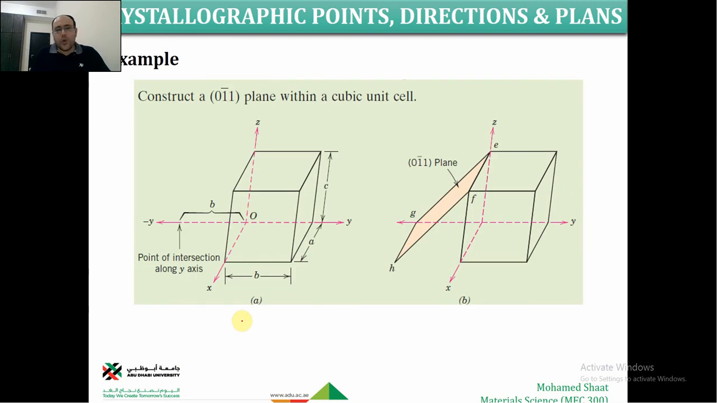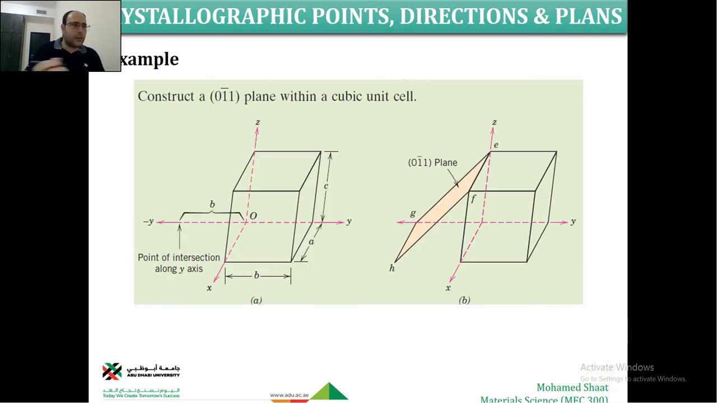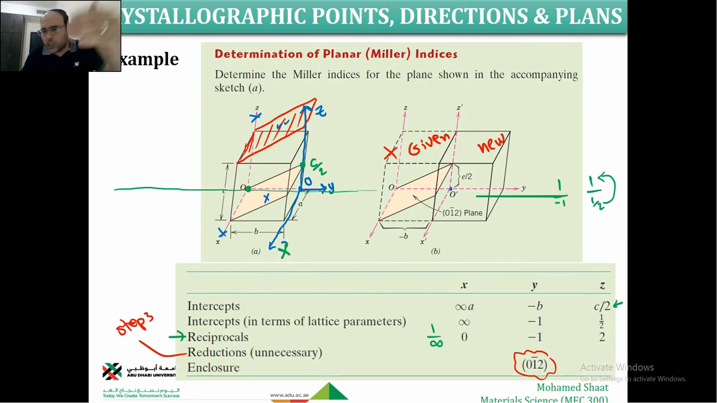But in this example, we are required to draw. So in that example, we explained the steps. This is the procedure for how you can identify the 3 Miller indices for a given plane. The plane was given to us and we were interested in finding the 3 indices. But how about if the 3 indices were given and you are required to draw this plane? How you draw this plane could be tricky to some of you, but you can reverse the procedure.